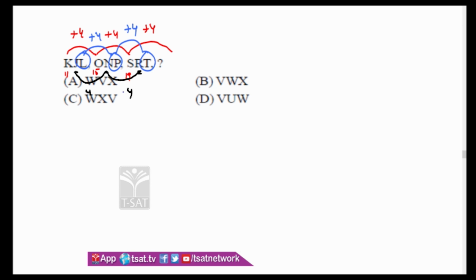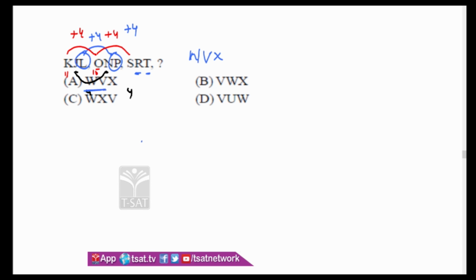So I have to add 4 to all the series. We have S, the last one is S, so I just add S plus 4. S plus 4 is W. In the same way, R plus 4 is V. Again T, T plus 4 is X. So your answer is WVX. So the answer is option A.